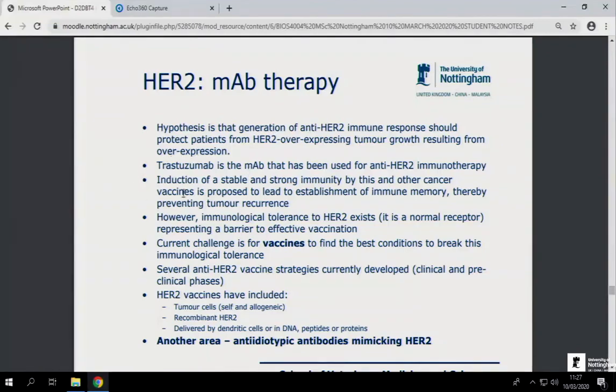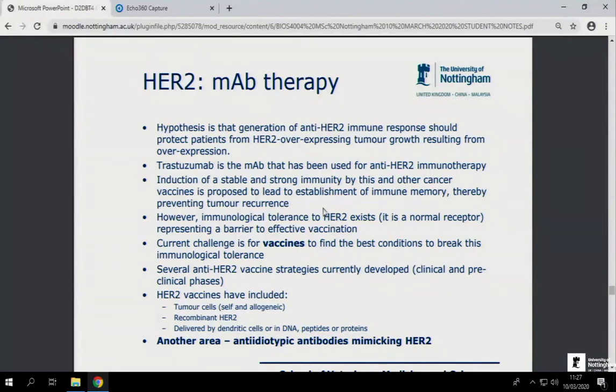And the one called trastuzumab, that one, is a monoclonal antibody that's been used for anti-HER2 immunotherapy. This is hot news, because only a few years ago you couldn't say this sort of thing. Induction of a stable and strong immunity by this and other cancer vaccines is proposed to lead to establishment of immune memory, so it prevents tumour recurrence.